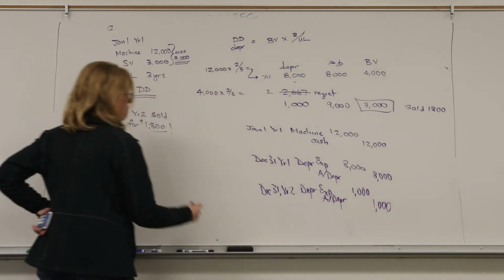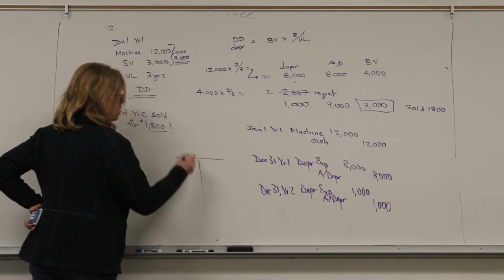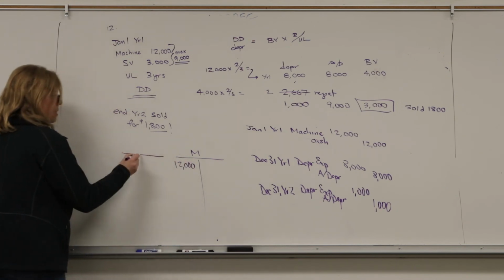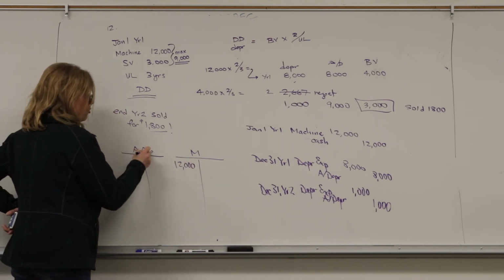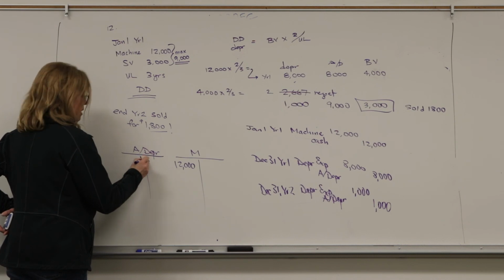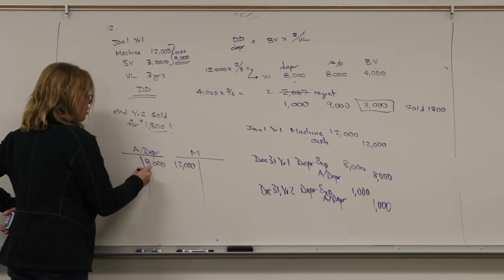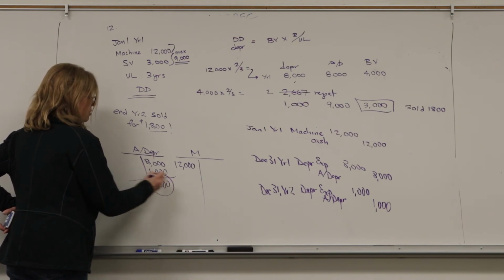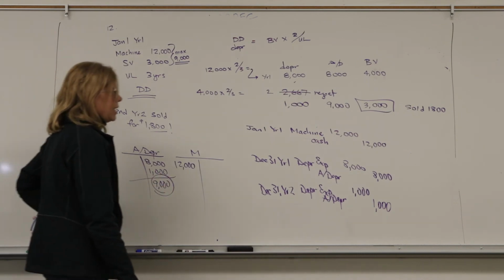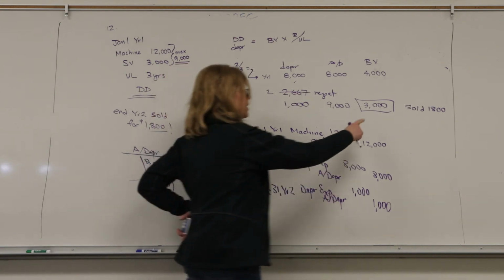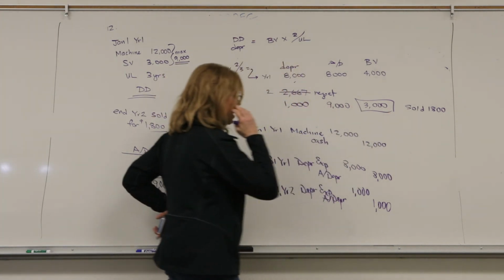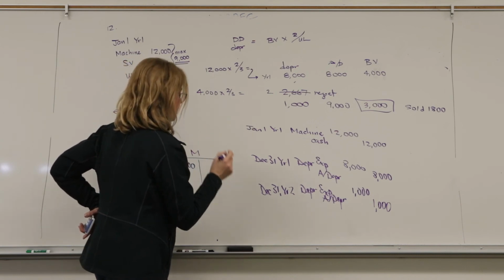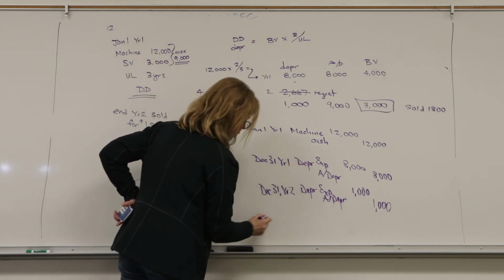Let's look at our accounts. In machine, I've got $12,000 debit. And in accumulated depreciation, I have $8,000 year 1, $1,000 year 2, $9,000 total. And we said if it has a book value of $3,000, and I sell it for $1,800, I'm going to have a loss. I'm also going to run out of board, but that's okay. Squint your eyes, we can do this.